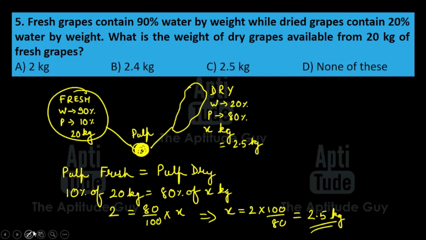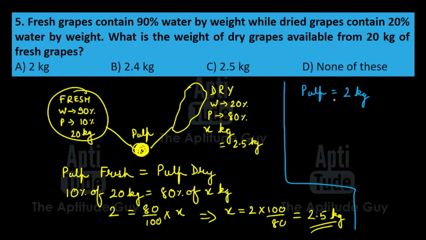All right. Now, some of you might have made a little bit of a mistake over here, and you might have gotten 2.4 kg as the answer. Now, why would you get 2.4 kg? Because what you did was you found out that the pulp is 2 kg, of course, that is 10% of 20 kg. And then you know that in dry grapes, there is 20% water by weight. So pulp is 2 kg. So you thought that water will be 20% of 2 kg, that is 0.4 kg. So you ended up doing 2 plus 0.4, that is 2.4 kg, right?